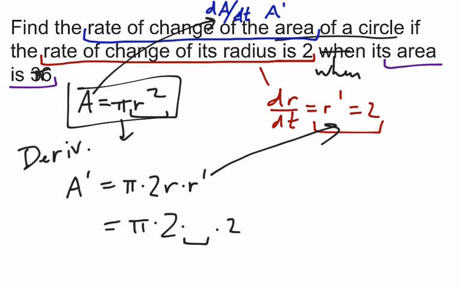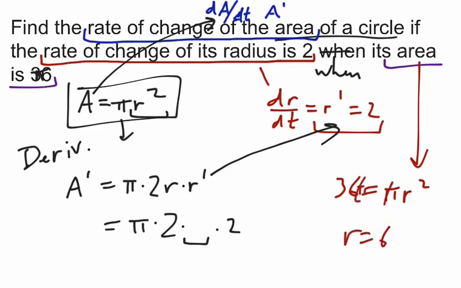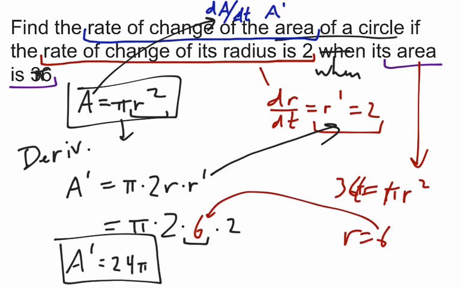Well, to find the radius, look at this. It says that the area is 36 pi at this particular moment. And so because the area is 36 pi, we're going to say 36 pi equals pi r squared. So the pi's are going to cancel, and we get r as 6. So we can take 6 and plug it in. And so therefore, A prime is going to be pi times 2 times 6 times 2, which is 24 pi. And that would be our answer.